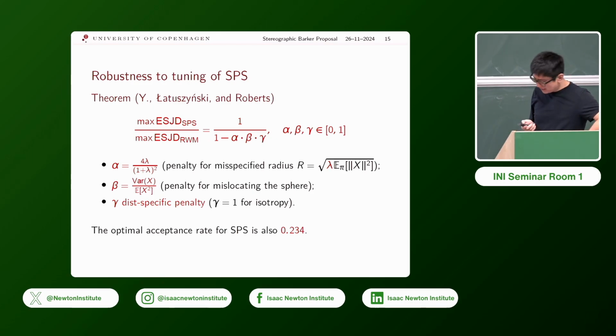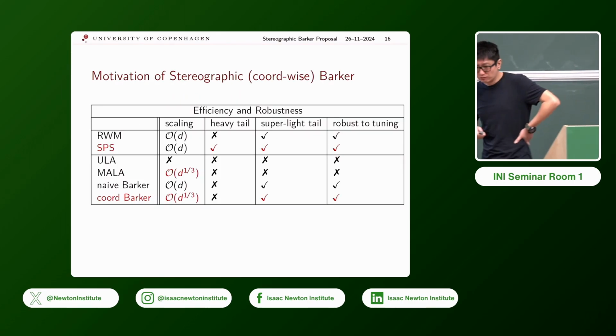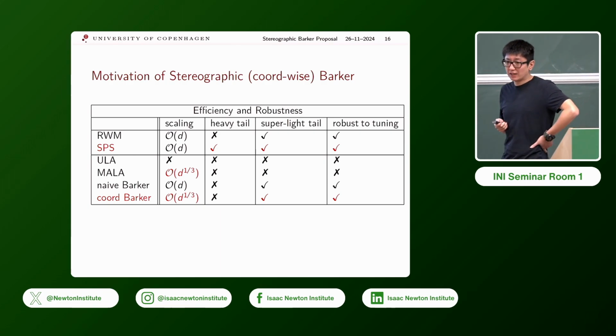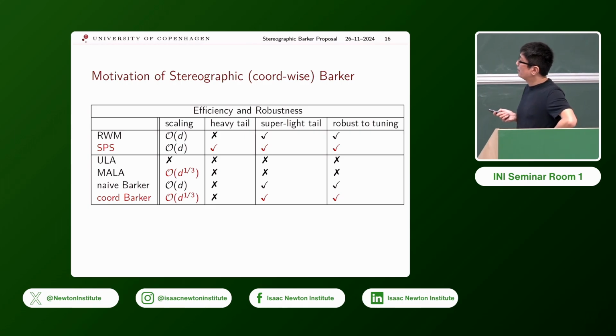So I think I motivated why we want to do a gradient-based proposal, but using the stereographic projection idea. If you look at the existing non-gradient-based algorithms, this SPS dominates random walk Metropolis in many aspects. But the scaling with the dimension is still the same. It's linear in D. But we have all this robustness result. So we really want to improve this SPS by introducing the gradient in the proposal, to improve this linear dependence on the dimension to the order D to the 1/3, as for MALA or for coordinate-wise Barker. So basically that's the motivation of this talk.